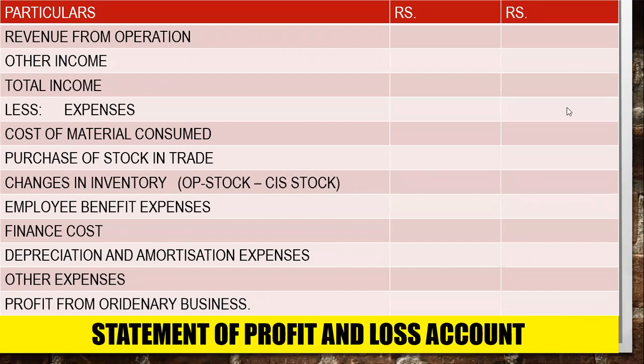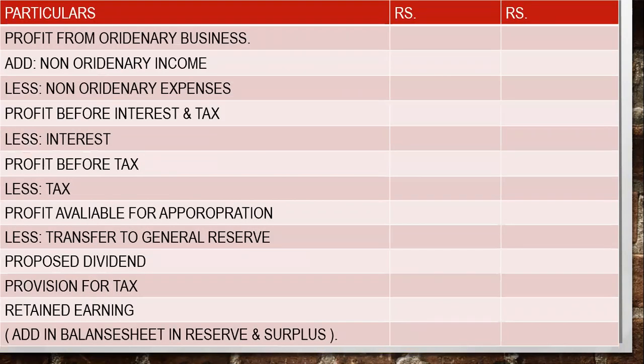What about the others? Yes, ma'am. Okay, so from total income, you have to less your expenses, so you will get profit from ordinary business. This is the continued format. Profit from ordinary business, you have to add non-ordinary income and less non-ordinary expenses. Non-ordinary income means other income, other than business. If you are having any such income, you can add it over here. Any other expenses, if you are having, you can less from here.